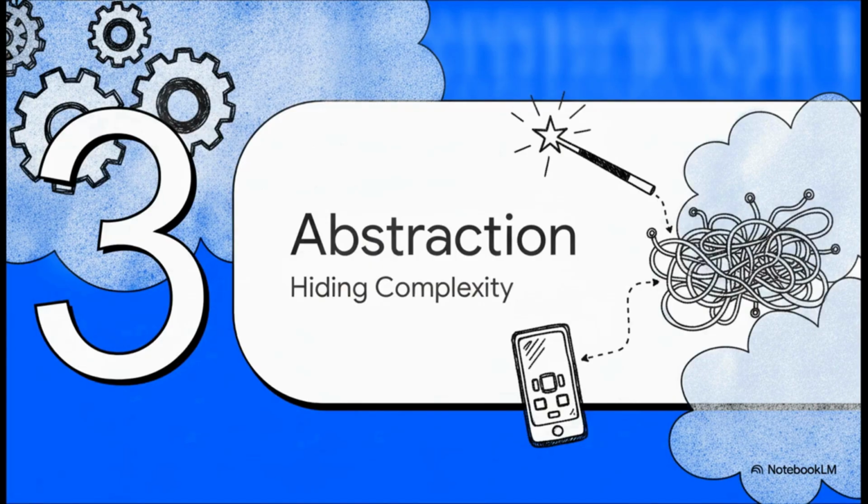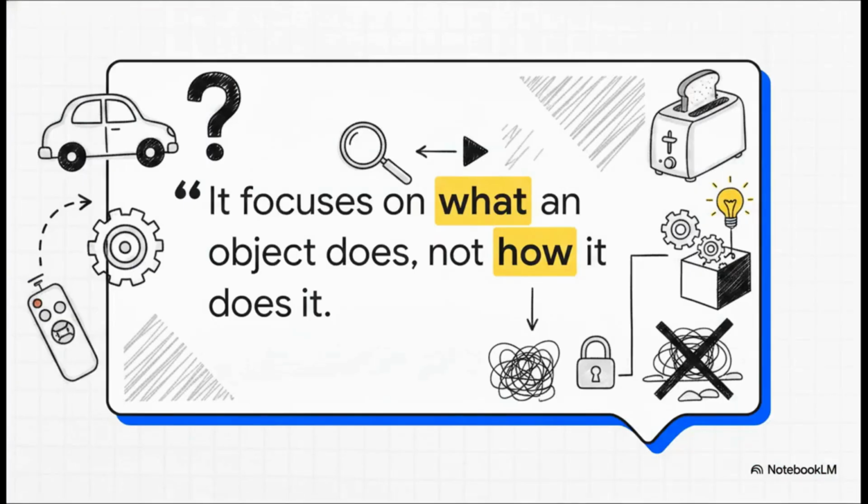All right, let's hit our third pillar. Abstraction, hiding complex details. If you take away anything today, remember this golden rule. It focuses on what an object does, not how it does it. This right here is the core of abstraction. It's all about showing the user only the essential features they need to get a task done, while completely hiding all those messy, complex background details that, honestly, they just don't need to worry about.